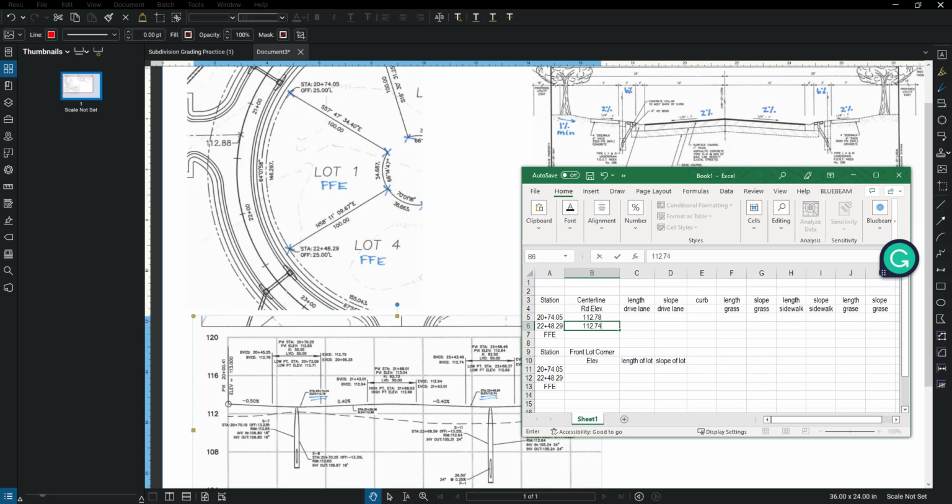Now, the next thing I'm going to do is I'm going to look at the typical section to find what slopes and lengths I need to figure out the elevation at the front lot lines.